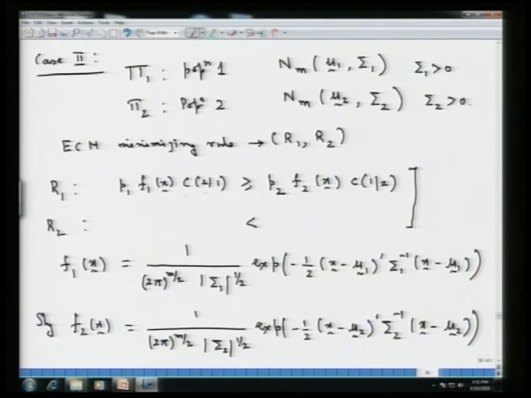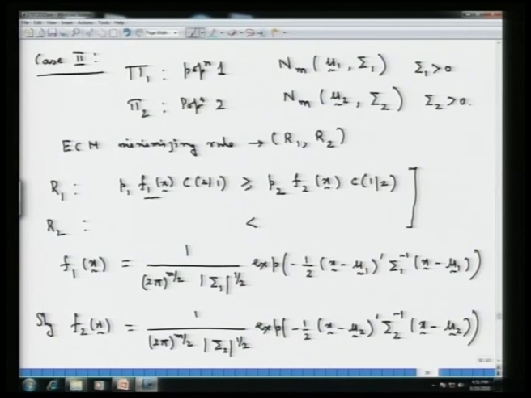So, once again we look at what this region leads us to. After simplification, our R1 region, by plugging in the value of f1(x) and f2(x) as given by these expressions, finally gives the following: on R1 we will have the expression equal to minus half times x transpose sigma 1 inverse minus sigma 2 inverse.